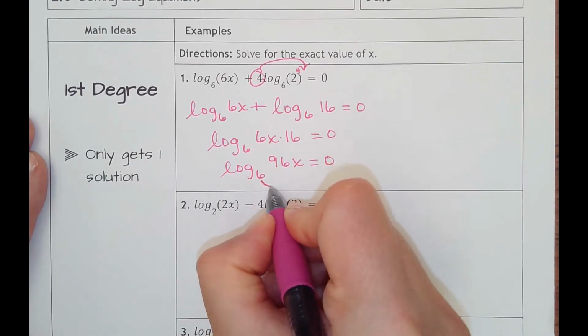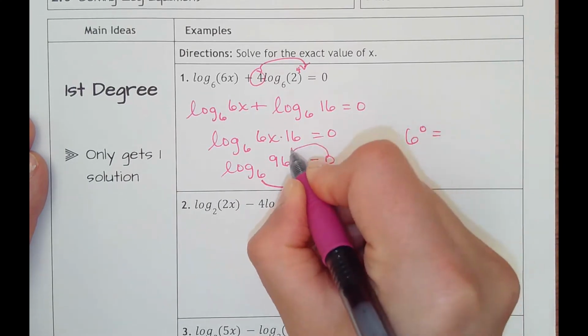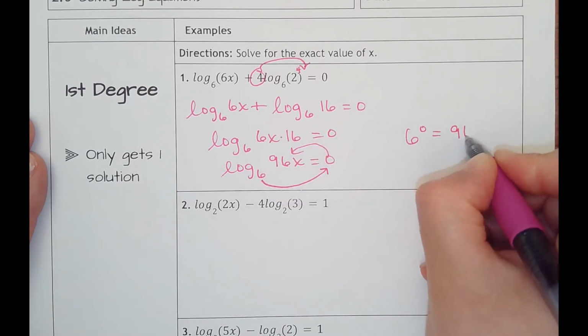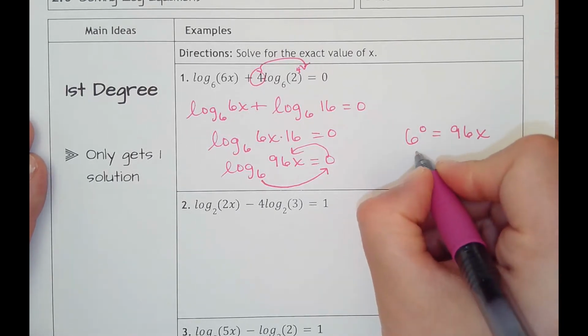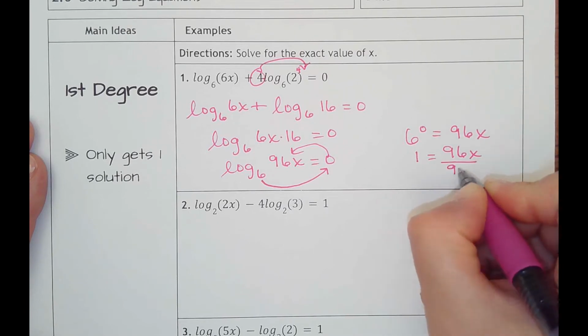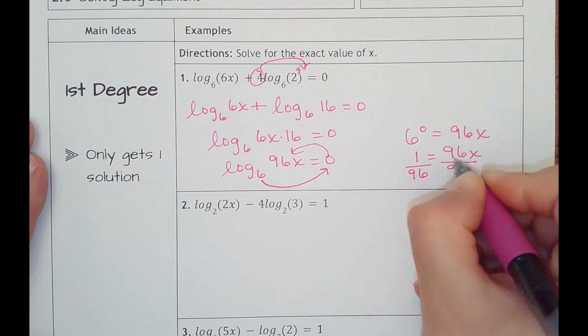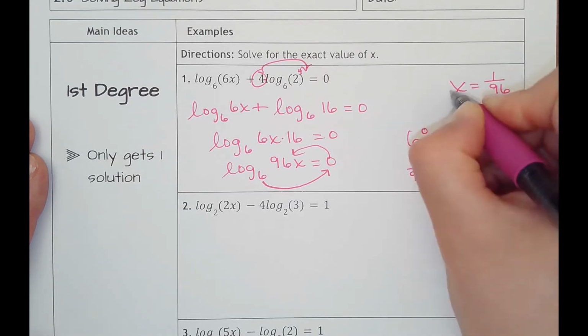This is our base. This is our power. 6 to the 0 power should equal 96x. What is anything to the 0 power? 1. Solve for x. All you have to do is divide by 96. And so x is 1 over 96. Might get some funky answers on these.